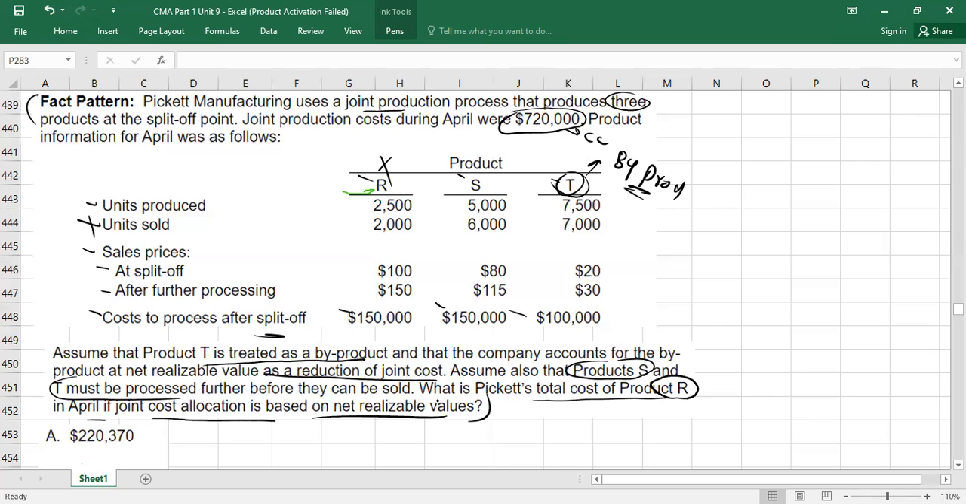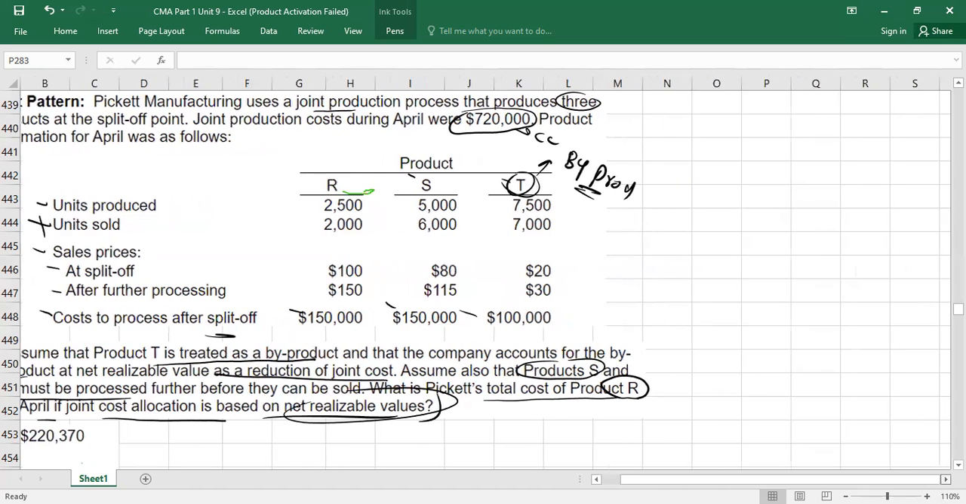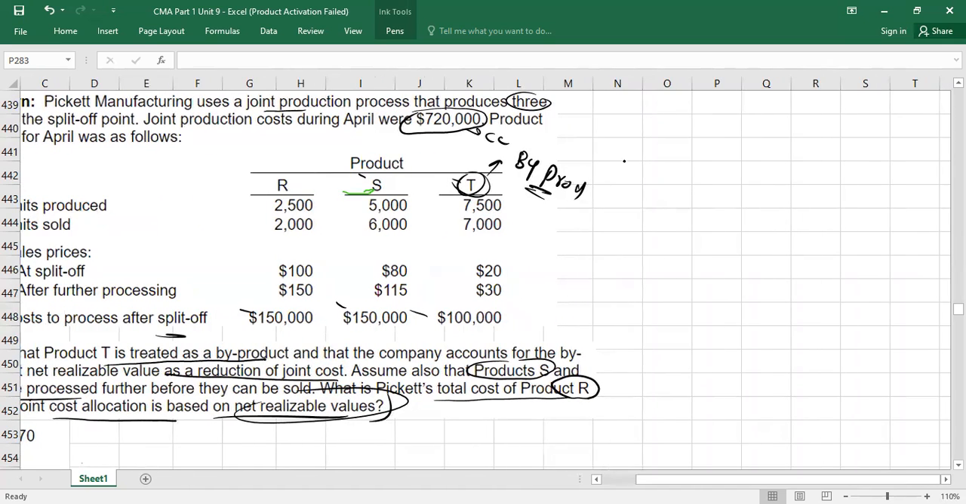Question is technical. So first what you will do guys, you have to deal with the product R first. Just calculate some values. Tell me product R is going to process further or not? No. So first calculate, because you need to calculate net realizable value. Okay. I'm writing here now. Please remember this point. R is not going to be processed further. R will be sold at which point? Split off. So what are R units produced? And what is the selling price of R at split off point?